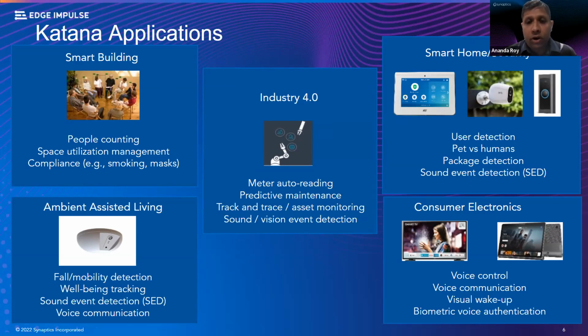We are strongly looking at the industrial applications as well, where you can do things like automatic digital meter reading, predictive maintenance, asset monitoring, and also sound and vision event detection, which can indicate earlier when machines or systems are failing, so that they can be serviced well in advance before they actually fail.